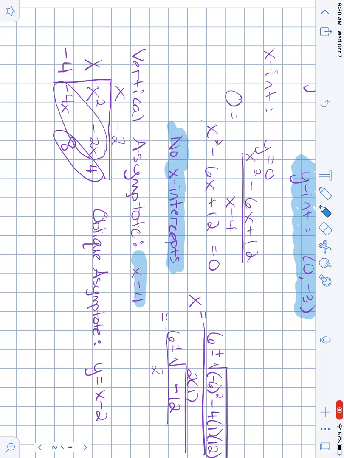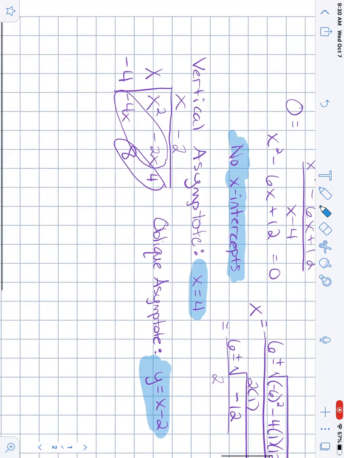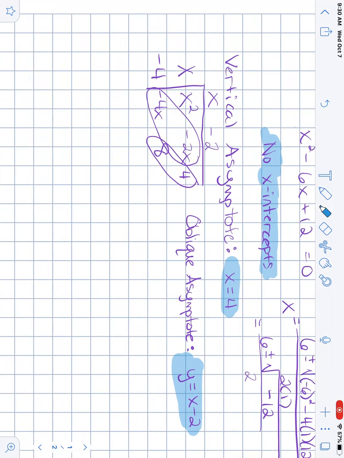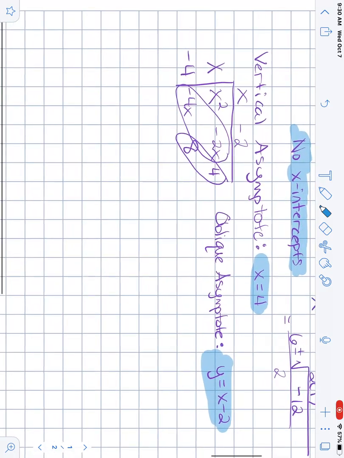Okay, so we found asymptotes, we found intercepts. Now it's time to do some calculus. We're going to find where the function is increasing and where it is decreasing, so that we can get a better picture. We'll also be looking at where the function is concave up or concave down. So let's see what we can do here.